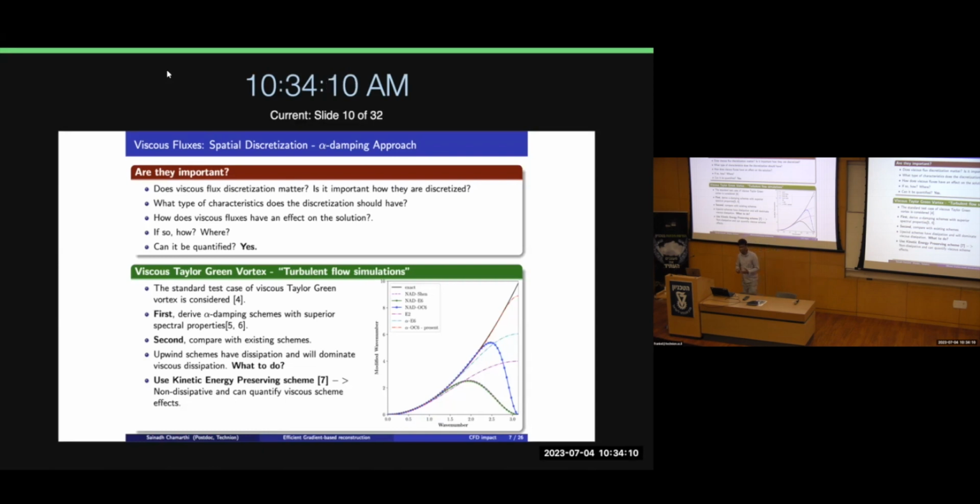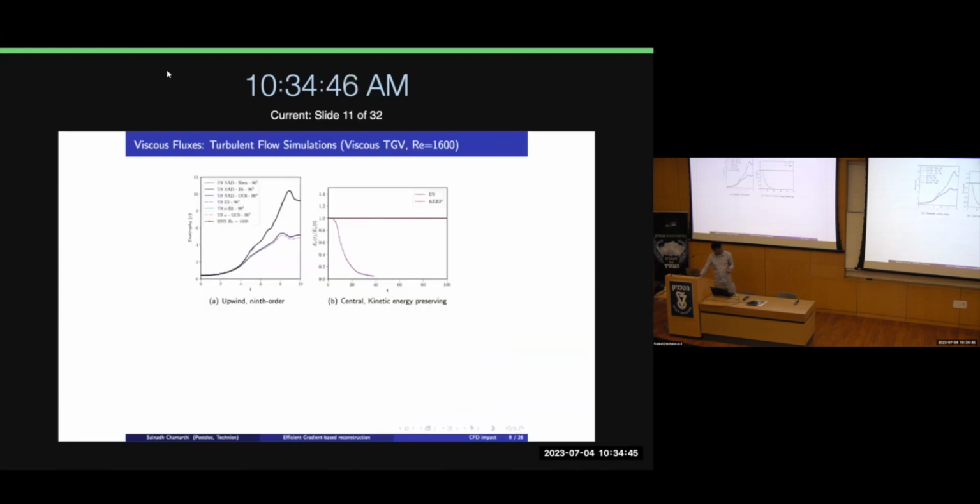And again, how do we quantify the effect of the viscous fluxes? We have the convective part and the viscous part. But if you use an upwind scheme, which will have a dissipation, you will not be able to measure how the viscous fluxes are having an effect on the solution. So we choose what are called kinetic energy preserving and kinetic energy and entropy preserving schemes. These are central schemes, they are stable and they don't have any dissipation. By using that approach, we can quantify how the viscous fluxes have an effect on the solution.